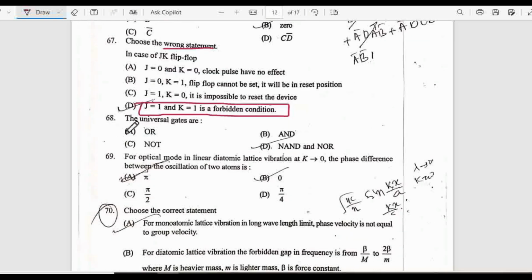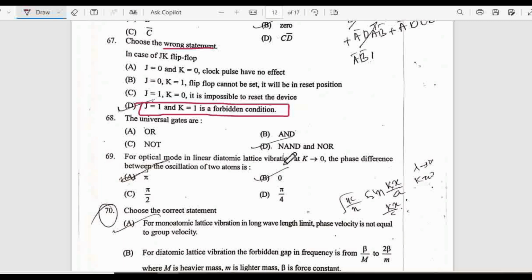Now you come to 68. In the 68 number question, it is asked to identify which are the universal gates. Okay, it is an easy question. Option D is correct, that is NAND and NOR. Both are universal gates. Why are these gates called universal gates? Because any logic gate can be constructed using those two gates.